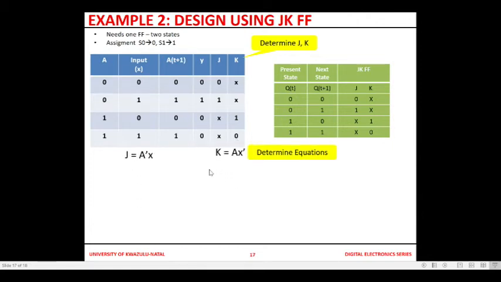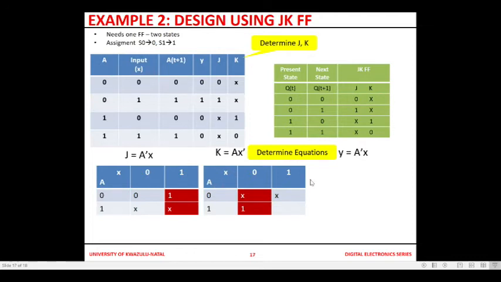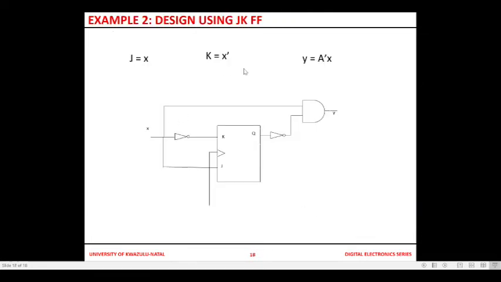Those are the equations. Then minimize them with the K-map. You've got AX there, you've got AX there. If you minimize, you will get those equations, and if you draw your circuit, you get that simplified circuit that performs the task. So as we said, the design involves the same steps. What we are going to do is just look at different examples. For today's lecture, we will stop there, and thanks.